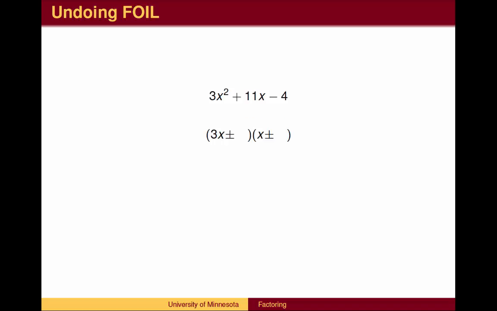In this case, 3 is prime, so 3 can only be factored 3 times 1. It does not matter in which order we write the factors. All we have to do is figure out how to split the 4. We have 2 choices, either 1 times 4 or 2 times 2.